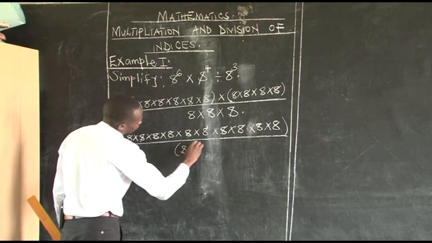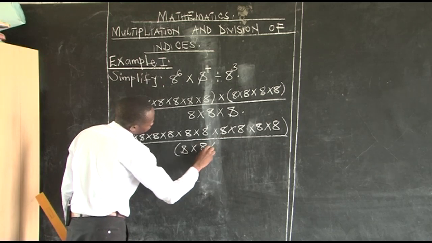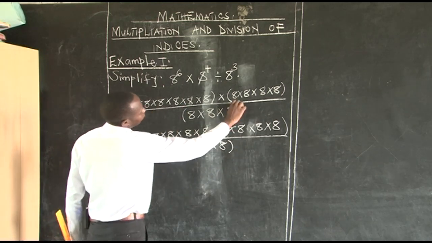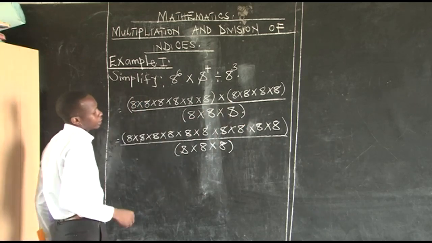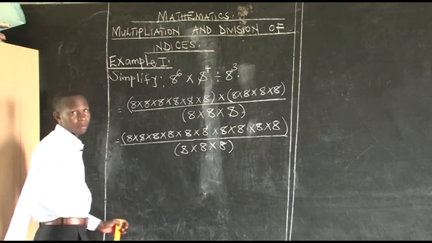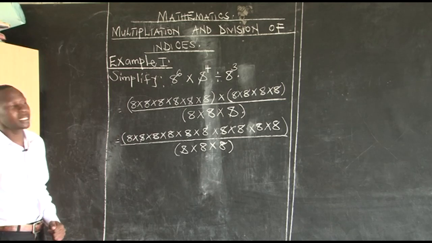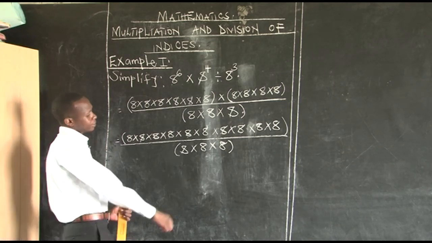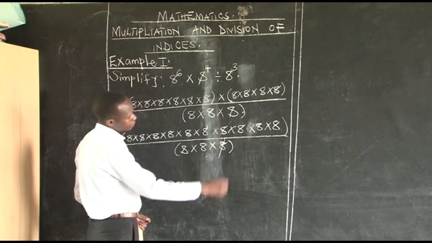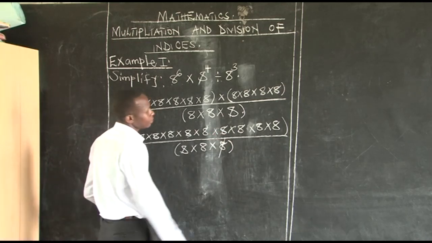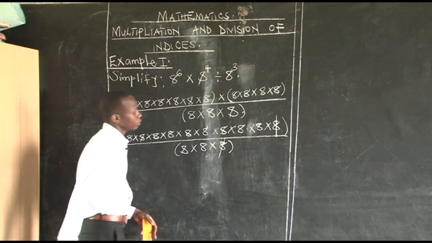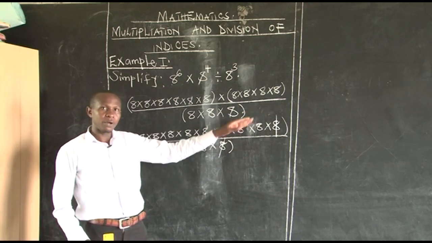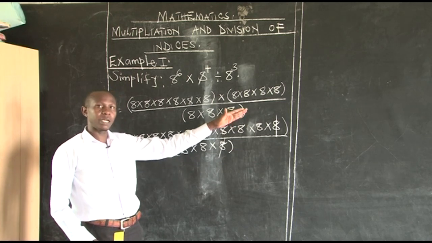8 times 8 times 8. Here we had 8 three times. Here I have also 8 three times. So I want us to work out the number from here by saying I'll cancel one 8 down here. At the same time, I'll cancel one 8 up. You cancel one 8 down, cancel one 8 up.